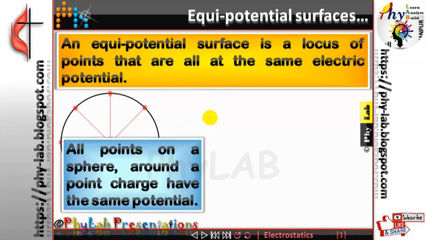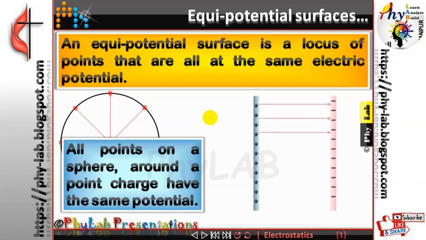So all points on a sphere around a point charge will be the surface which is going to define the equipotential surface for a point charge. Now suppose there are two parallel plates. Then, as you all know, neglecting the end effects or the fringing effect, the electric field will be directed from the positive charge to the negative charge.